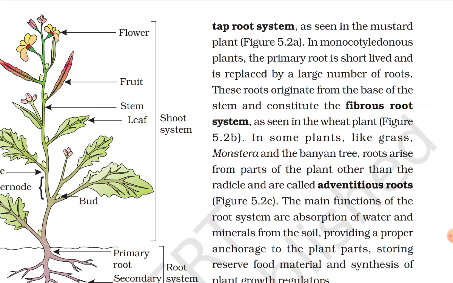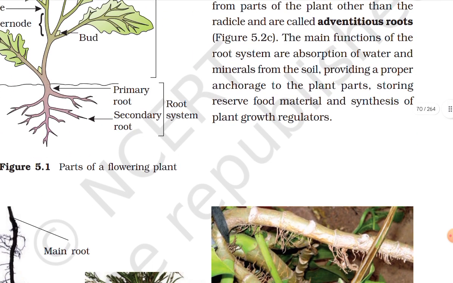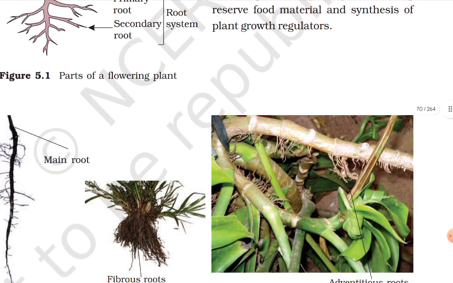In monocotyledonous plants, the primary root is short-lived as it is replaced by a large number of roots. These roots originate from the base of the stem and constitute the fibrous root system as seen in the wheat plant. In some plants like grasses, Monstera, and the banyan tree, roots arise from parts of the plant other than the radicle and are called adventitious roots. The main functions of the root system are absorption of water and minerals from the soil, providing proper anchorage to the plant parts, storing reserve food materials, and synthesis of PGR, plant growth regulators.